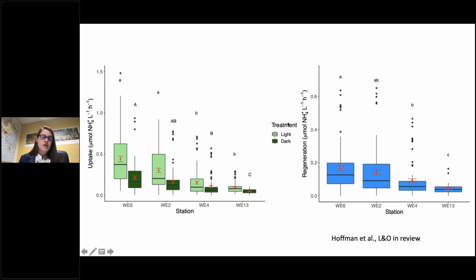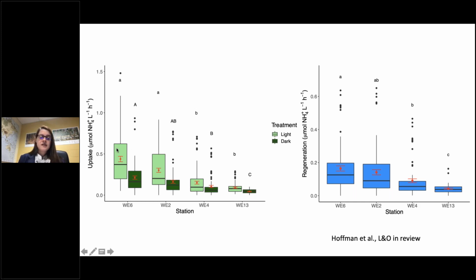His treatments here are shown as light green, which is the light treatment that was incubated in the light, and dark was what was incubated in the dark. For regeneration, those light and dark incubations were not different from one another, so they've all been shown together here.